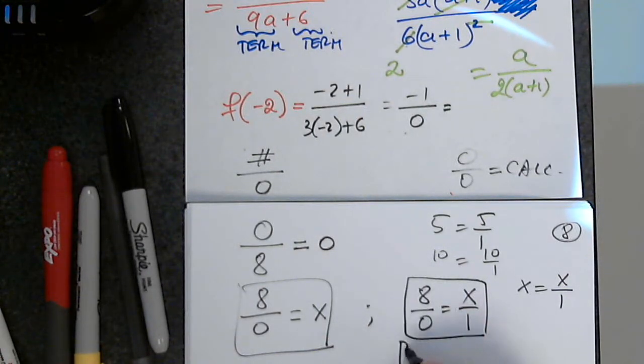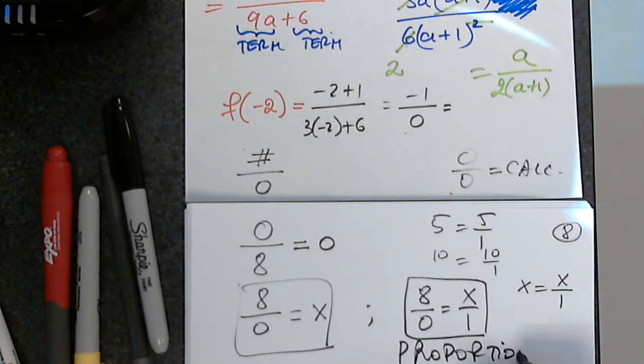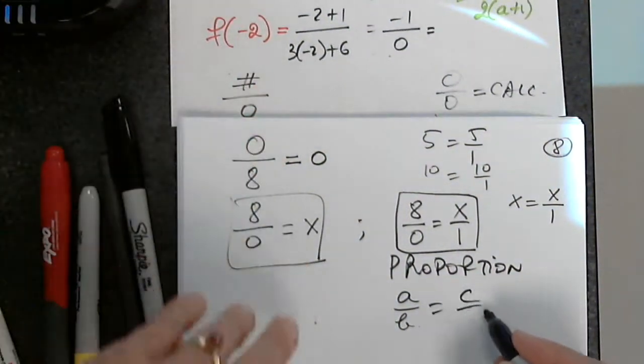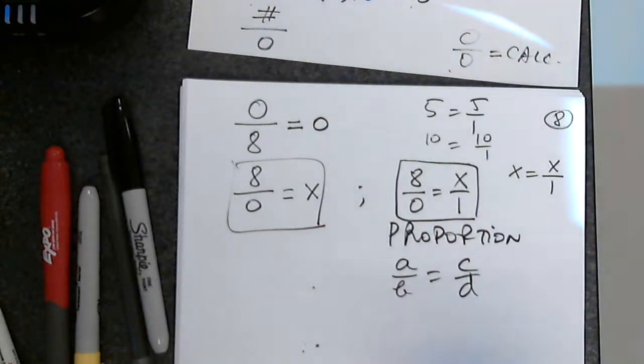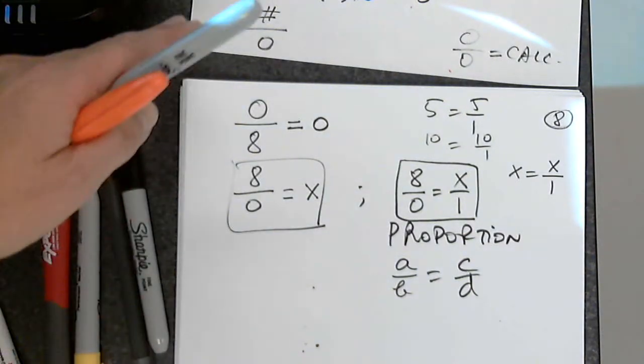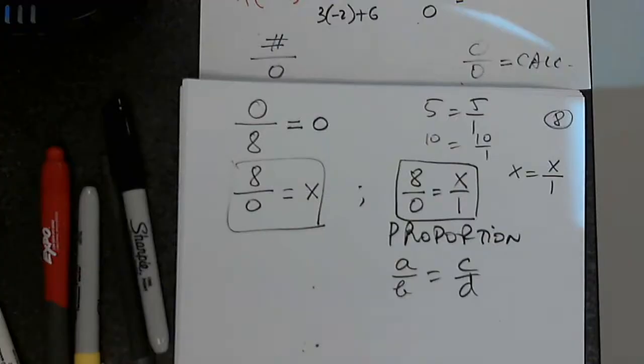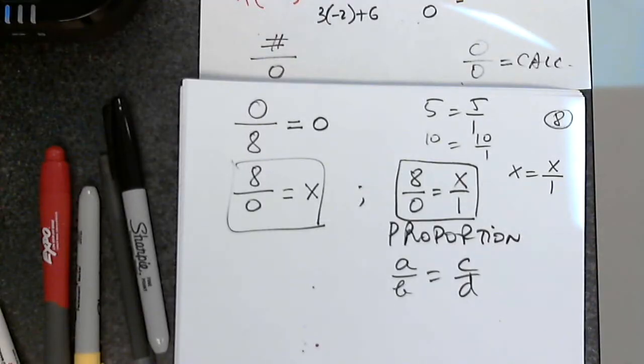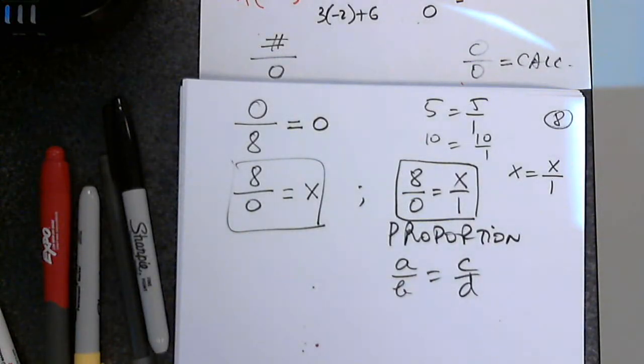Well, this happens to be a proportion. So in a proportion, a over b equals c over d. Only in a proportion I'm allowed to cross multiply. Only in a proportion. If it's not a proportion, I can never cross multiply.